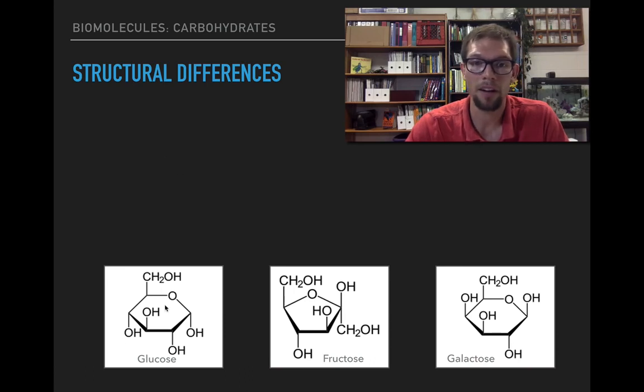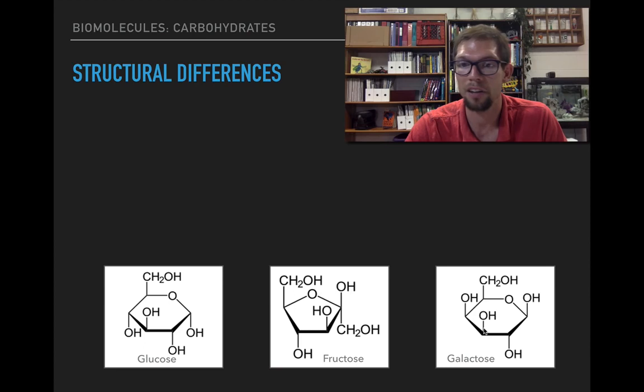Now, you may notice that we have 3 sugars that all have the same composition. So they're all C6H12O6, and they all have 6 carbons. What makes them different? Well, what makes them different is how they're structurally put together. So you can see that with fructose, you actually only have a 5-carbon ring because you have one of the carbons coming off from the chain.